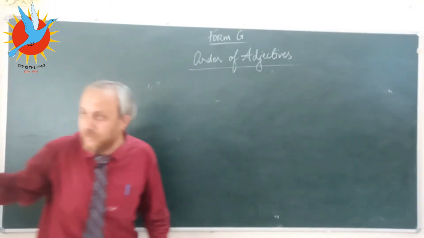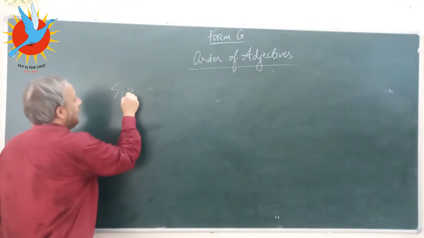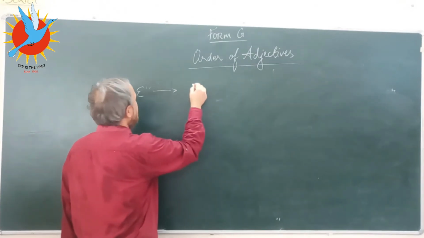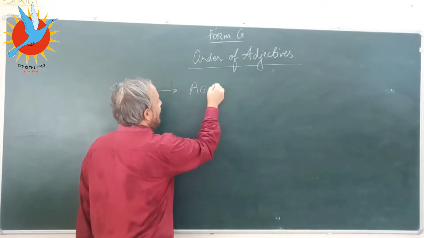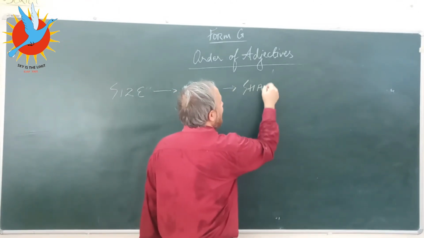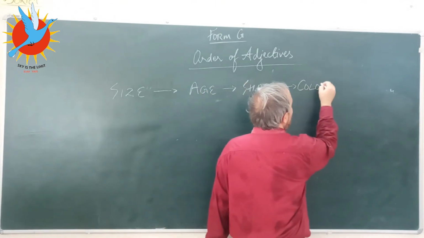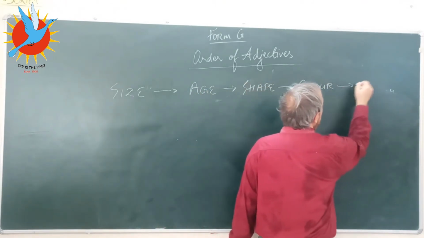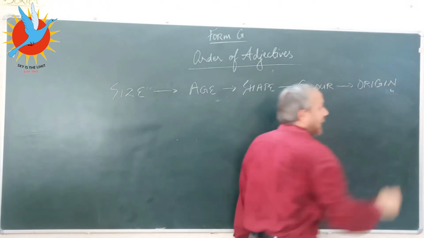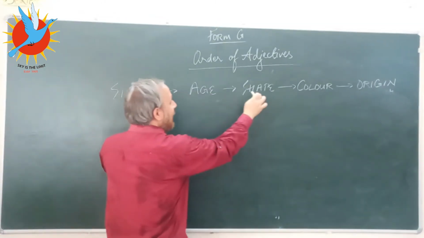So the order is size, followed by age, followed by shape, followed by color, followed by origin. Now this is the order that I'm teaching you: size, age and shape.